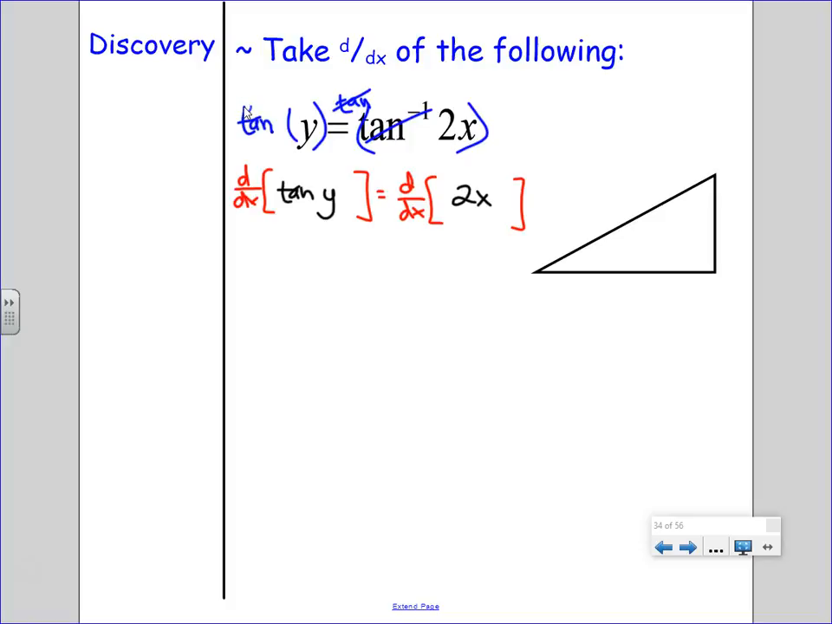All right. Come on, amazing ones. How would you take the derivative of tangent of y? Secant squared of y times, why is there a times? Because there's a y in there, so I need y prime, times dy/dx, equals, and on the other side, the derivative of 2x is? 2.